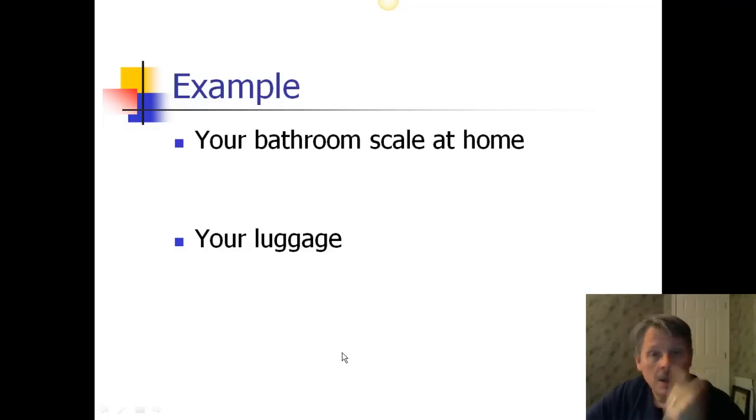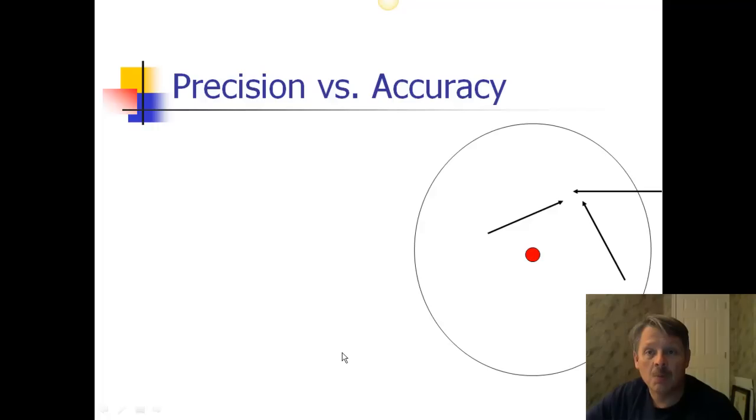But how about luggage? Well, you need to know exactly how much it weighs, because when you fly, they weigh your luggage. And if it's over a certain amount, they're going to charge you for it. So there, it has to be correct. It has to be an accurate number. Whereas the bathroom scale, I really want to know from day to day whether it's going up or going down. And that's really what I care about more.